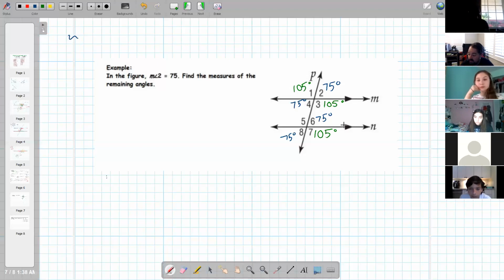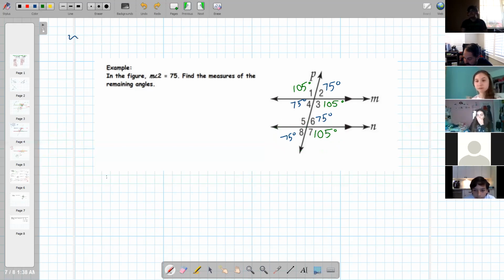Okay, so it's alternate exterior to this one. They have to be the same. They're alternate exterior. It's corresponding to that one. It has to be the same. It's a linear pair with this one. It has to be 105. It's a linear pair with that one. It has to be 105. Every word we've learned so far points to that being a 105. And of course, the last one is also 105.